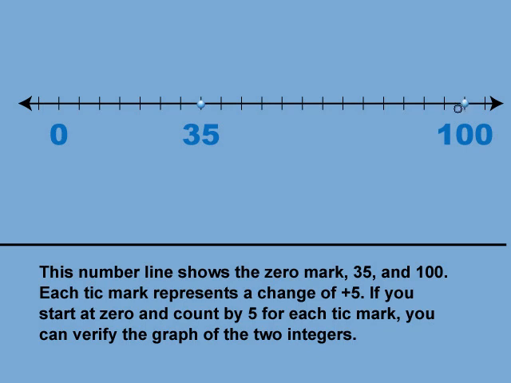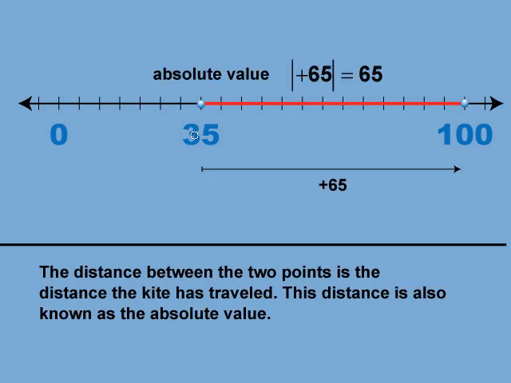This distance is also known as the absolute value. If you count by 5 for each tick mark, from 35 to 100, you'll find that the distance is 65. Absolute value is always positive, and we use the absolute value symbol to show the distance, as shown here.